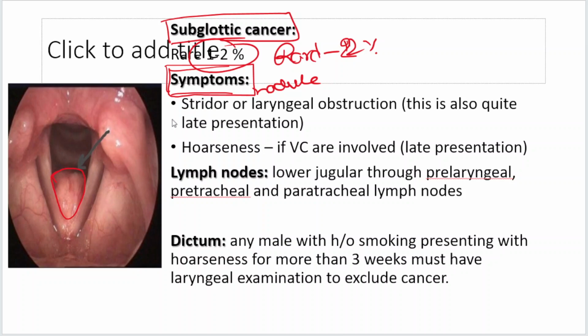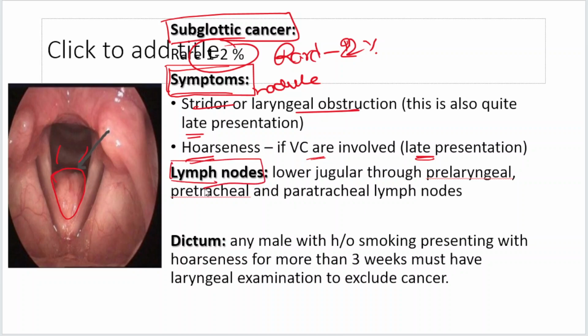Symptoms: because this is the airway, stridor and laryngeal obstruction are the presenting symptoms, and it has to become quite big to cause stridor and laryngeal obstruction. So the patient is not going to present early. A subglottic carcinoma patient is going to present late, by the time it's already stage 3 or stage 4. Hoarseness of voice can be present only if the vocal cords are involved. This is also a late presentation. So the presenting features are stridor and laryngeal obstruction, and that too late, and hoarseness only if the vocal cords are involved.